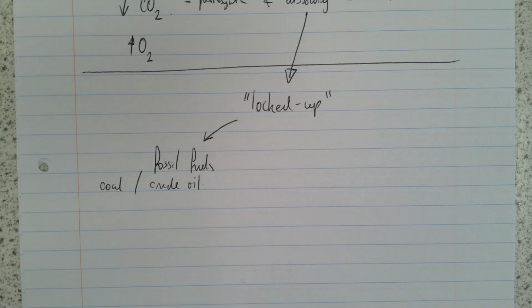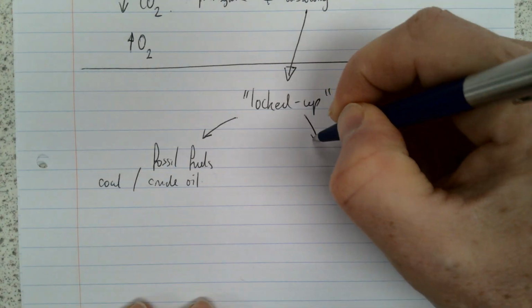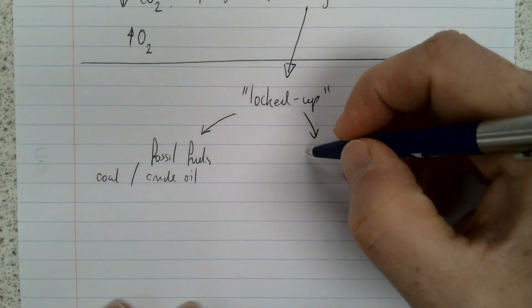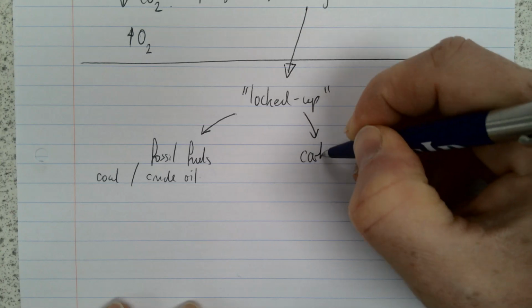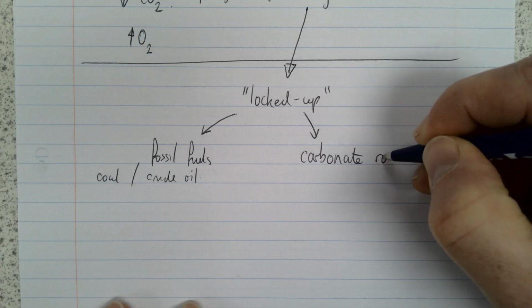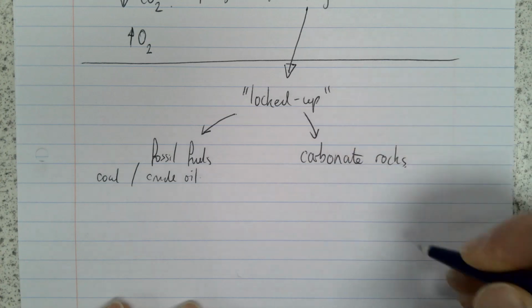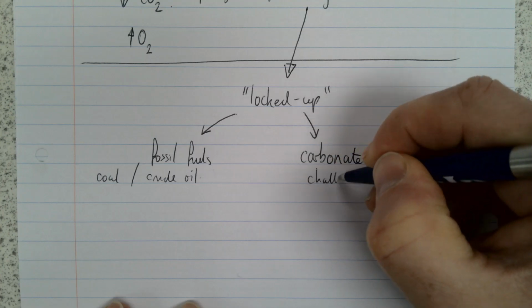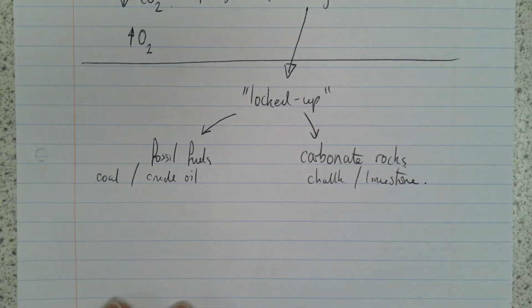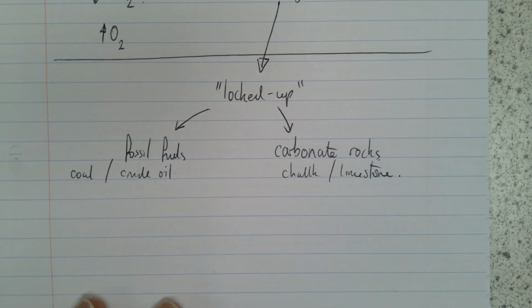And also, and again, I'm not getting into the detailed processes here because I don't need you to really, but when you dissolve carbon dioxide in water, you form hydrogen carbonate and carbonate ions, and eventually you end up with carbonate rocks. And some of that can come from the skeletons of living things too. So carbonate rocks. So by that I mean calcium carbonate, so chalk, limestone.